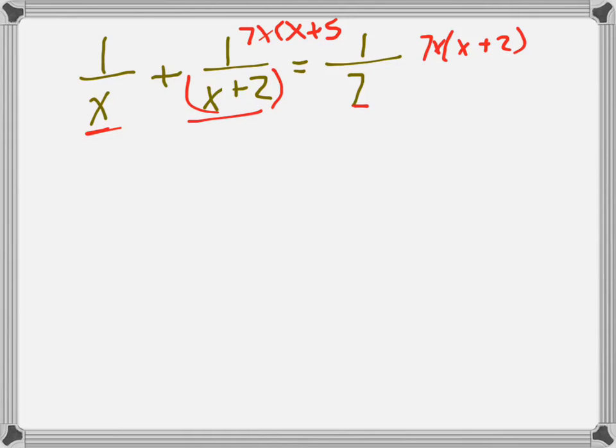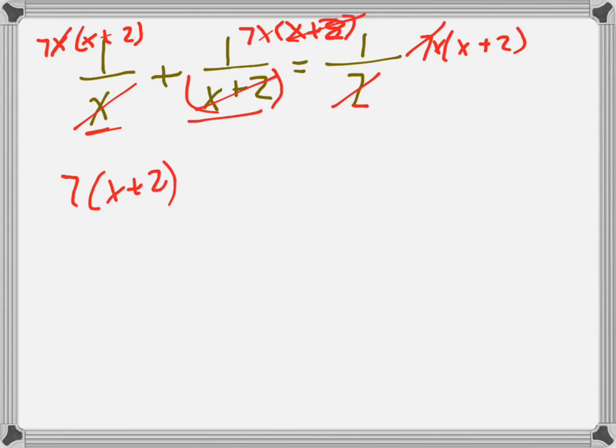Whoops. That should be a 2. Those are going to cancel. Those are going to cancel. And then when I multiply this by 7x and x plus 2, the x's are going to cancel. And so what I'm going to be left with is 7 times x plus 2 on the first term, plus just 7x in the second term, equals x times x plus 2.